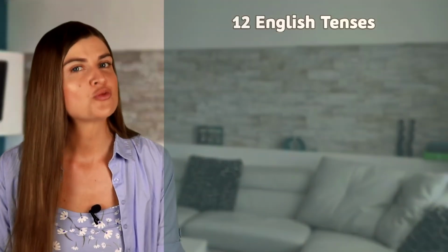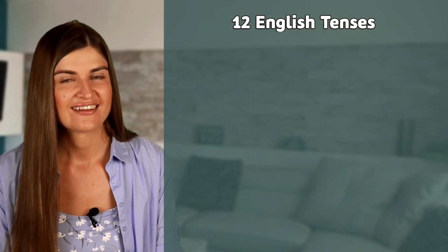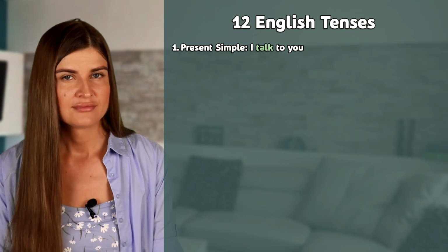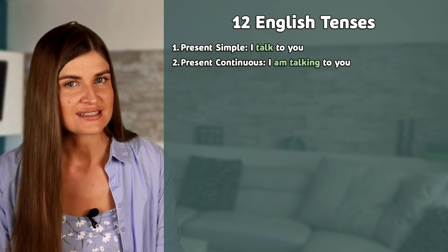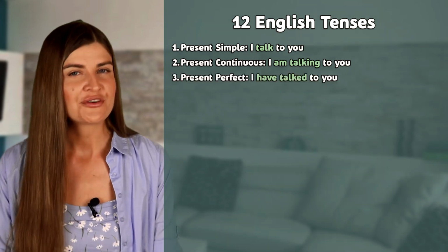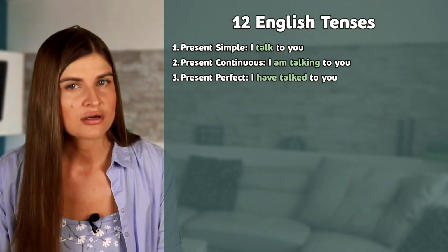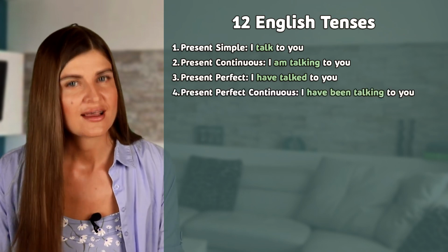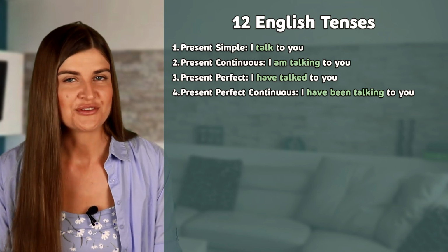Now let's get started. Let's have a look at 12 English tenses. The present simple, I talk to you. The present continuous, I'm talking to you. The present perfect, I have talked to you. The present perfect continuous, I have been talking to you.